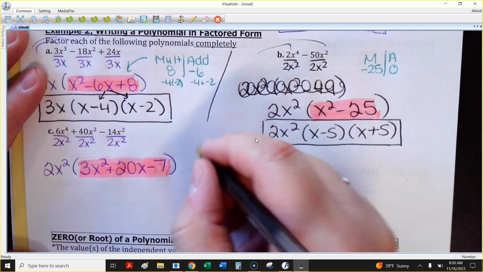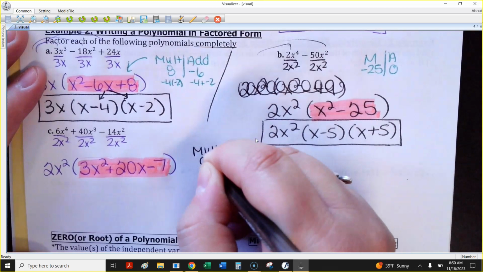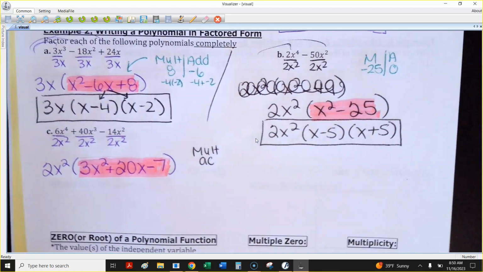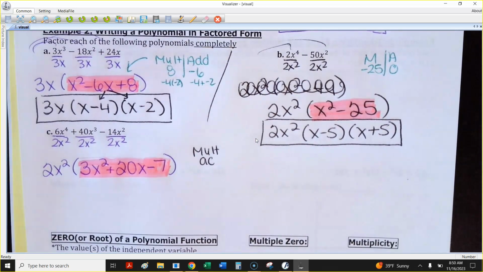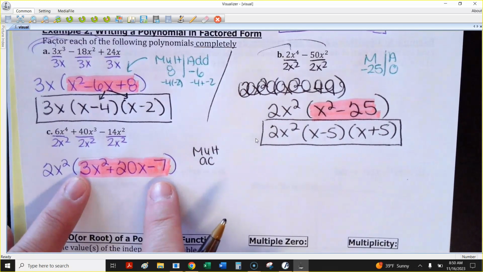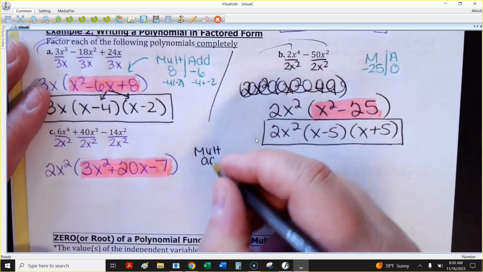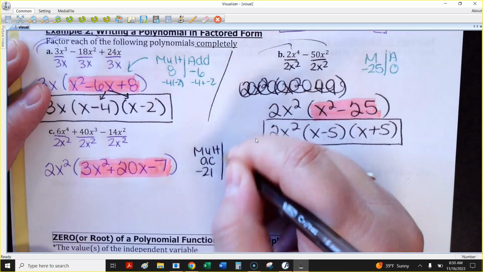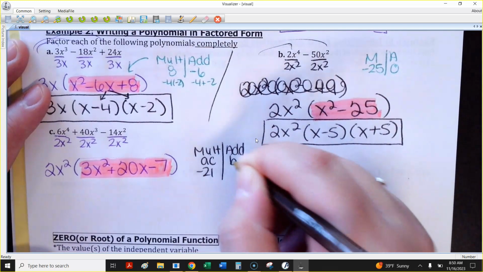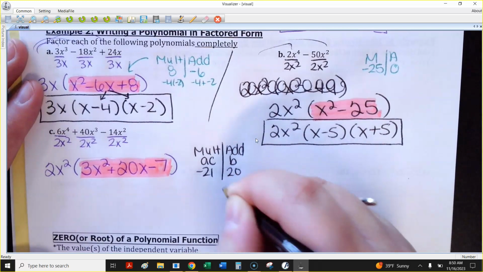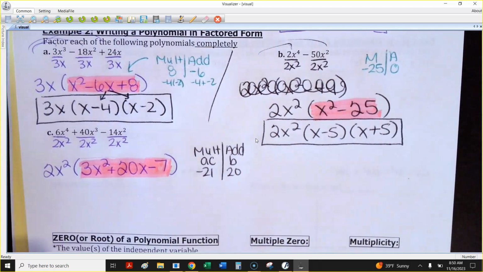We are going to multiply a times c. That's true for the other two questions that we just did. It's just that the a value was 1. So for this one, the a value is 3. So we're going to do 3 times negative 7. So that's negative 21. And I'm still going to add to get the b value, which is 20.